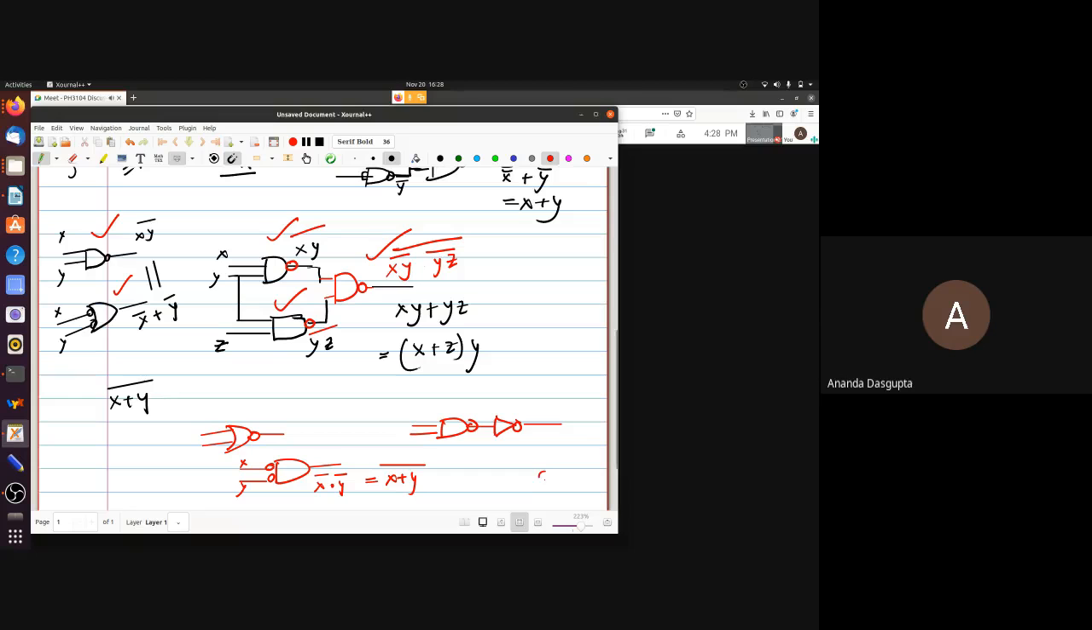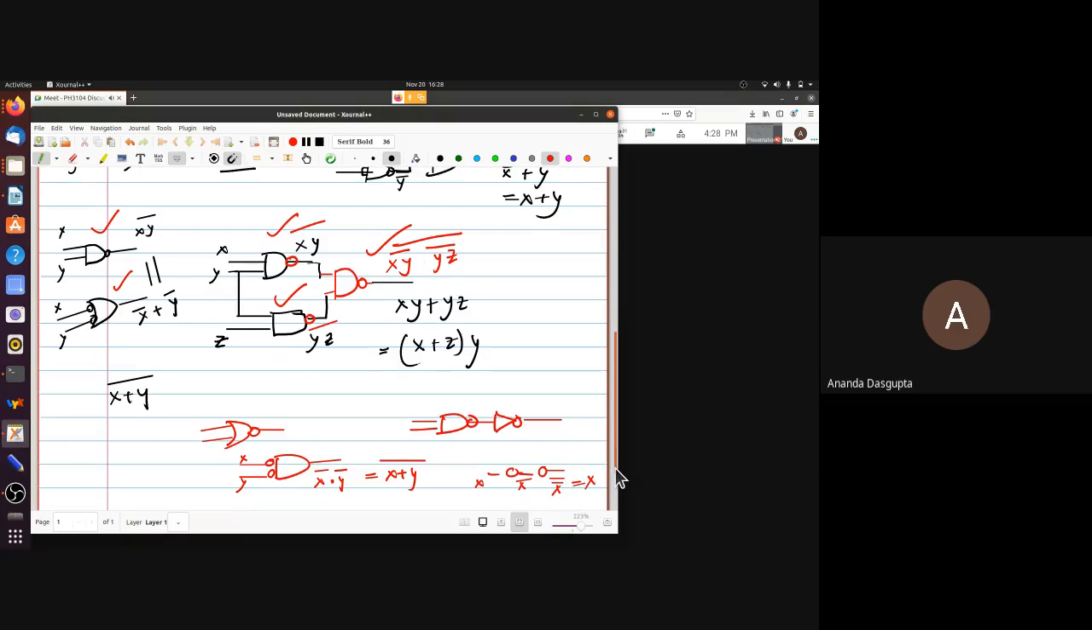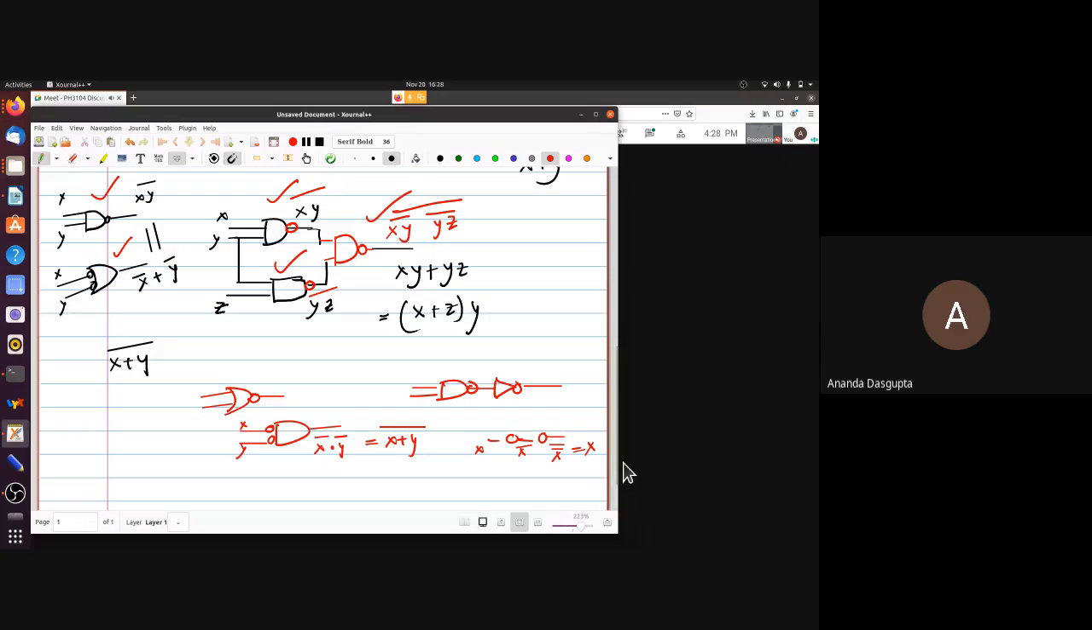Just use the fact that two complements one after the other cancel each other out. So x bar bar is x. That's all you really need. It's really rather simple.